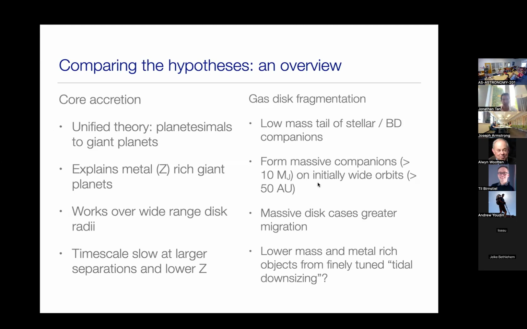And I should say, in addition to the massive disk causing greater migration, I forget if I have this in some other slides as well, often people will quote a mass that's the initial fragment mass that you measure in a simulation in a few orbits. The fact that this planet is in a very massive gravitationally unstable disk, it is very unlikely to stay at that initial mass.